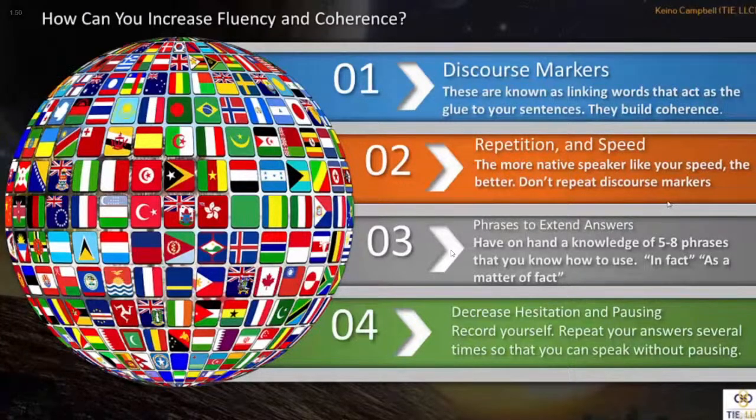Learn some phrases so you can extend your answers. In fact, as a matter of fact, what I mean by that is, right? Learn some phrases that will help you to extend your answers. When you're able to extend your answers, it shows more fluency. And then also decrease the hesitation and the pausing. Record yourself. Listen to yourself. Say it again. Keep saying it over and over until you can get through a sentence without the pausing and hesitation.